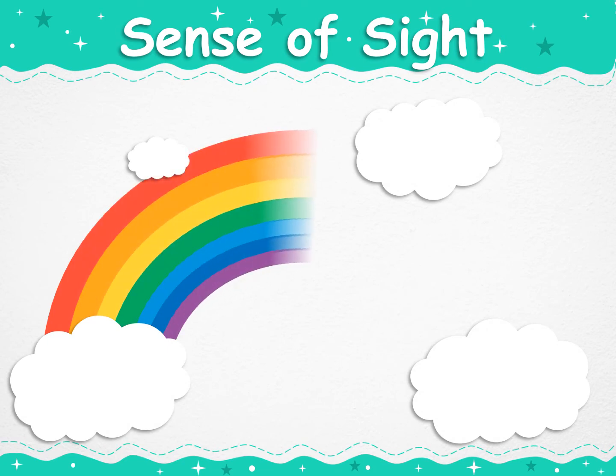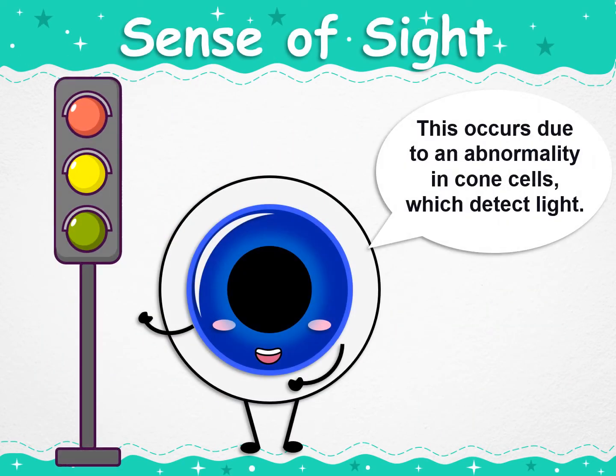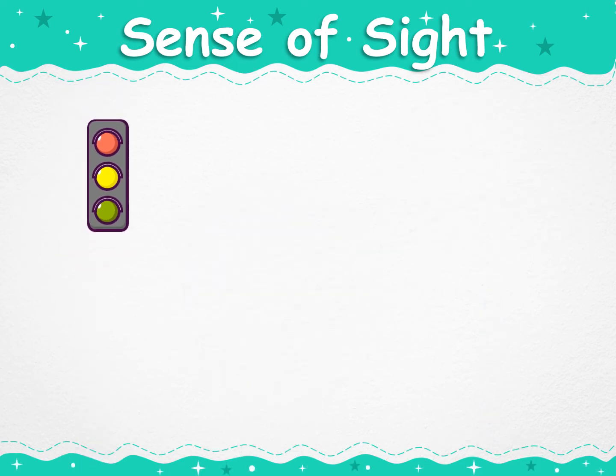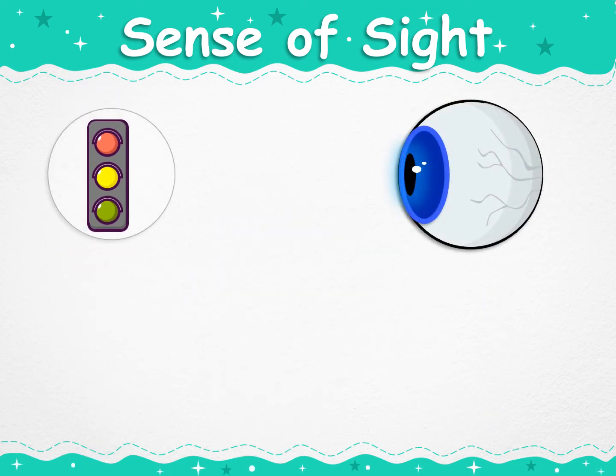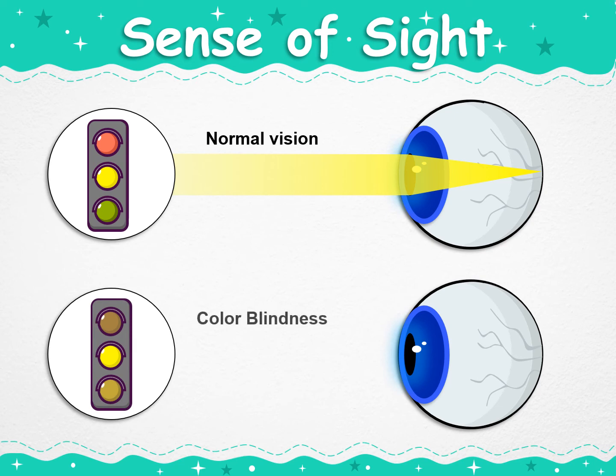Do you know that some people do not see all the colors in the rainbow? This occurs due to an abnormality in cone cells, which detect light. Do you remember the cone cells we have learned earlier? There are many forms of color blindness, but the most common one is the inability to differentiate green and red. This will run in your genetics. People having red-green color blindness find it difficult to interpret traffic lights.